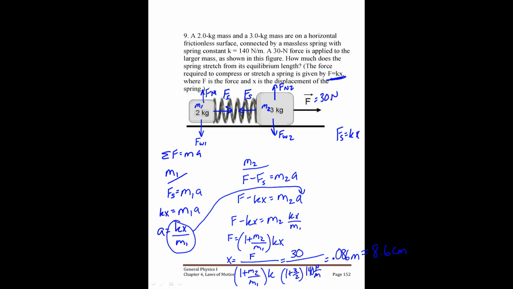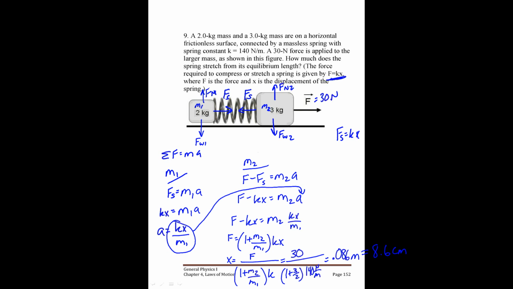If you're a stickler about your sig figs, you'll notice that I've used an inappropriate number of sig figs. But I just want to keep 2 sig figs here because in the next problem we get a very similar number, and I just want to show that they're different. So just bear with me. I'm not going to write 9 centimeters. I'm just going to keep it at 8.6 centimeters.